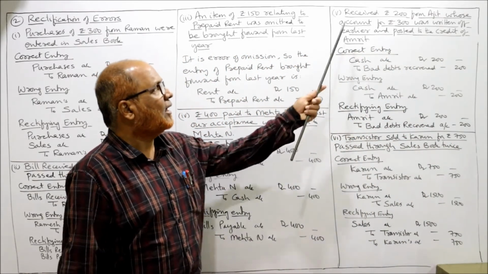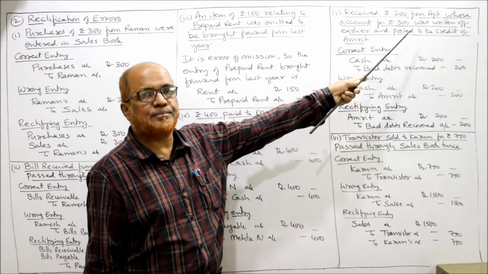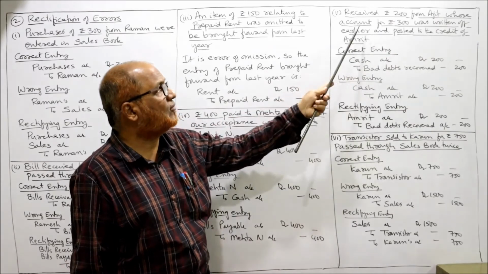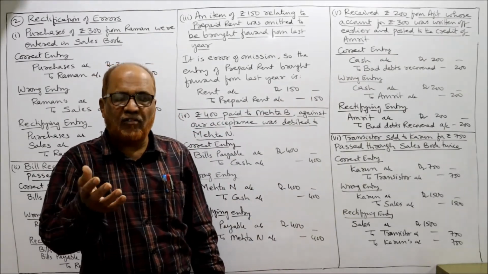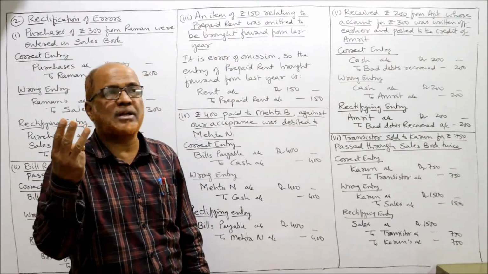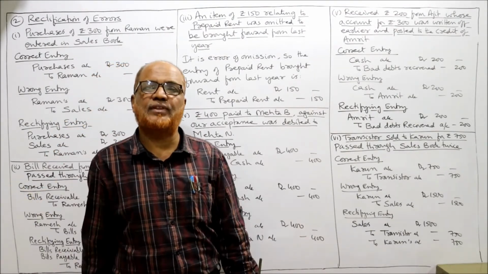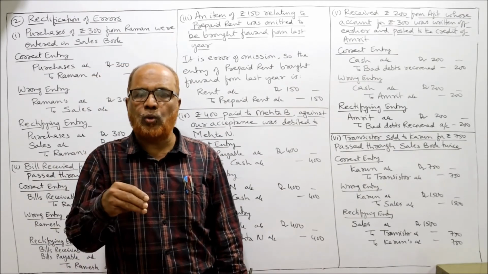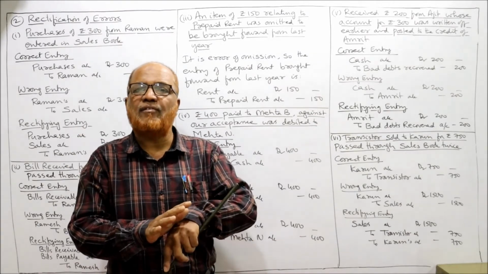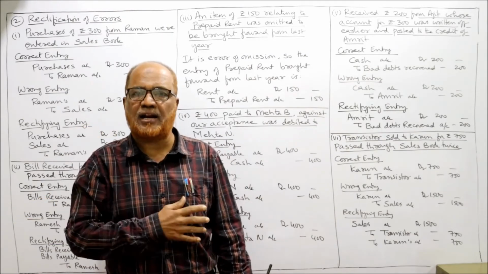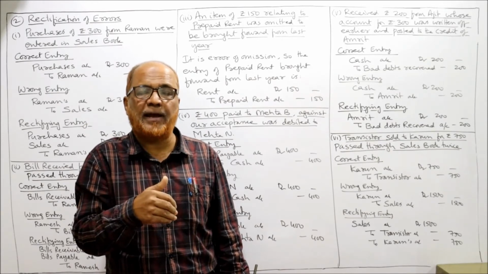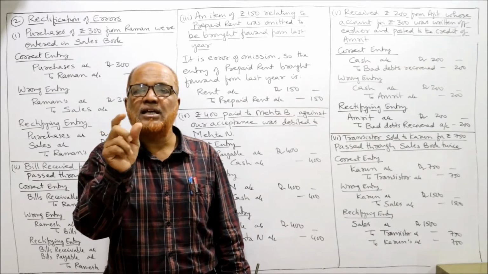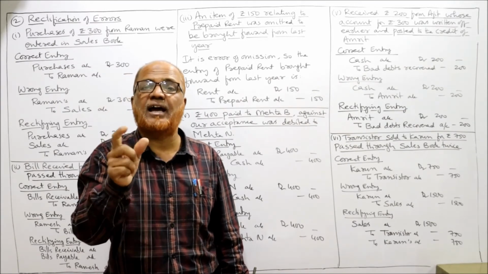Now fifth error, received 200 rupees from Ajit, whose account for rupees 300 was written off earlier. That means we have to get 300 rupees from Mr. Ajit, and we have written off the account. Written off the account means we have treated it as bad debts. 300 rupees are due from Ajit, and we have written it off as bad debts earlier. Now he has paid 200 rupees. Ajit has paid 200 rupees. The correct entry is cash account debtor to bad debts recovered account.